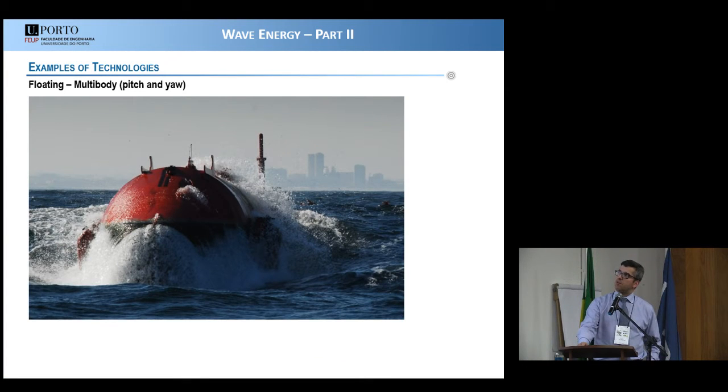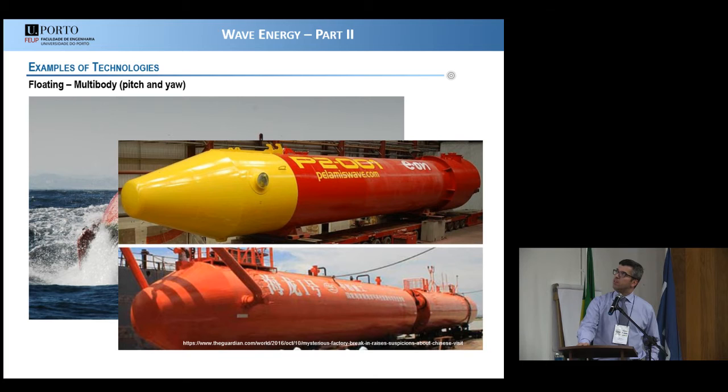So it's a floating device, multi-body, based on pitch and yaw. So this was the Pelamis, but now there is a Chinese company that is working on a similar concept. So the project was stopped in Europe, but there are some people working on the concept. Maybe they will get better results in the future, I don't know.